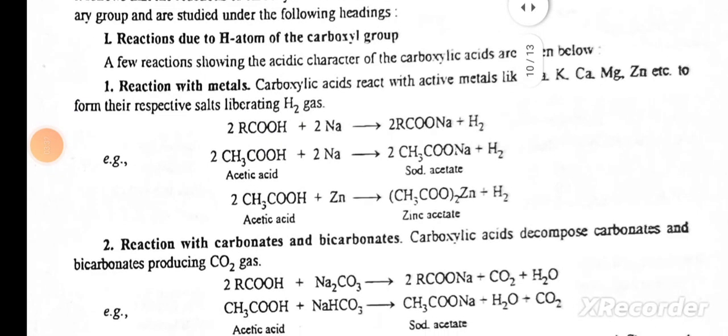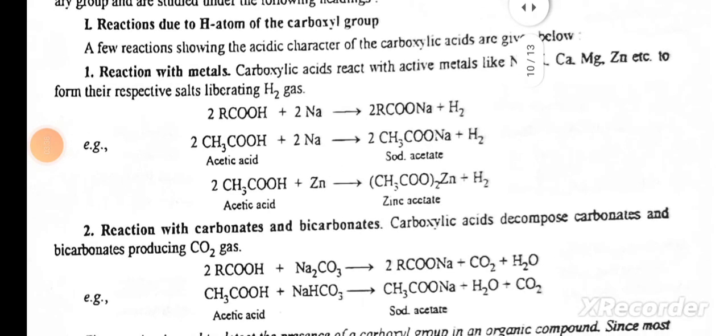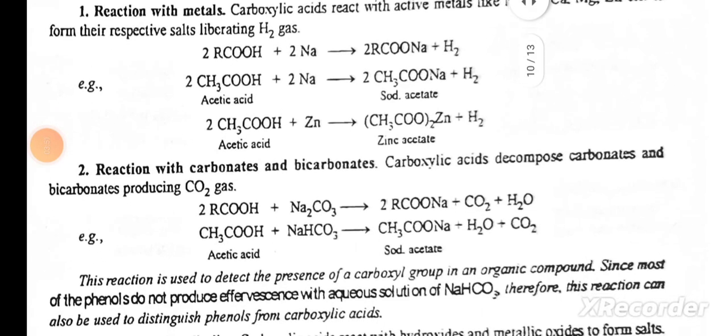Reactions due to the H atom of the carboxyl group. A few reactions showing the acidic character of the carboxylic acids are given below. Reaction with metals: carboxylic acids react with active metals like Na, K, Ca, Mg, Zn, etc., to form their respective salts, liberating H2 gas.